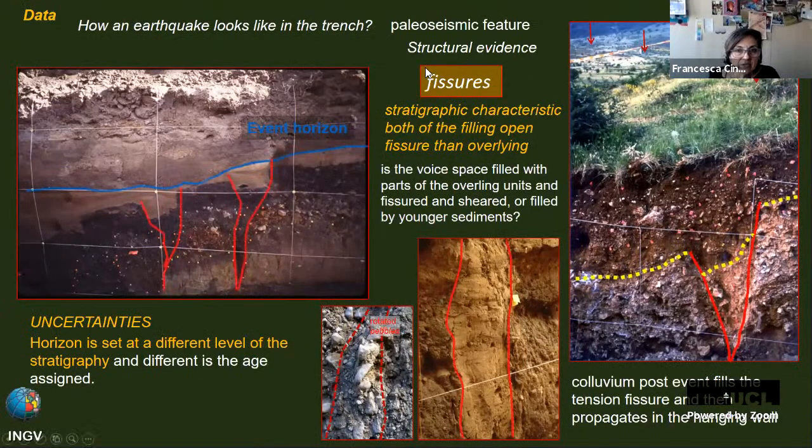Now, another structural evidence are fissures. We need to pay attention to the stratigraphic characteristics, both of the filling of the open fissure and of the overlying units. We need to see if the void space is filled with parts of the overlying units and fissure and sheared, or filled by younger sediments. And based on this, we will have a different horizon. It will set a different level of the stratigraphy, and a different age assigned.